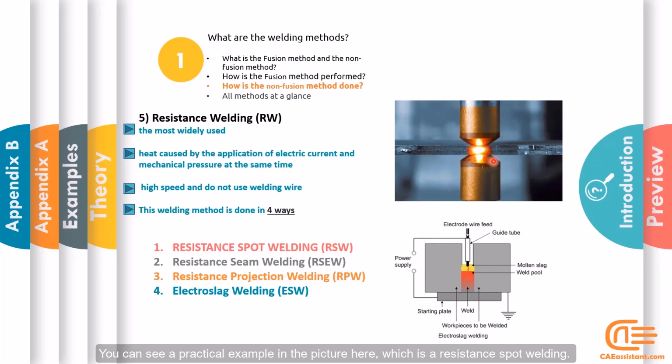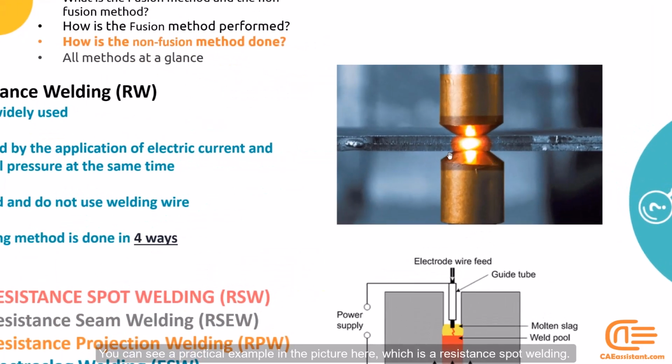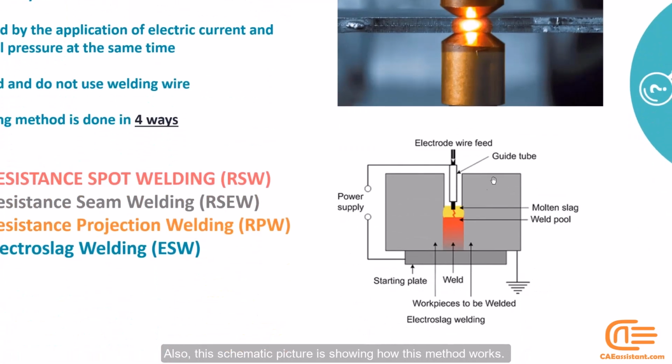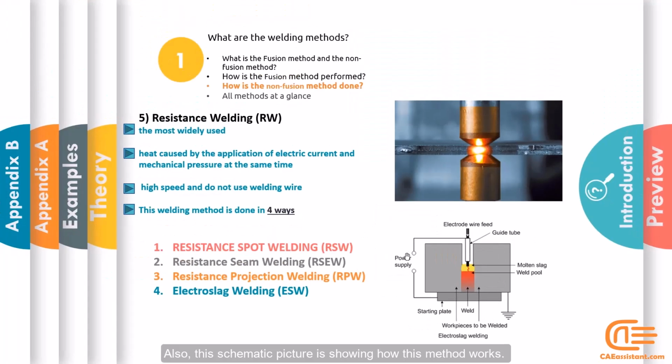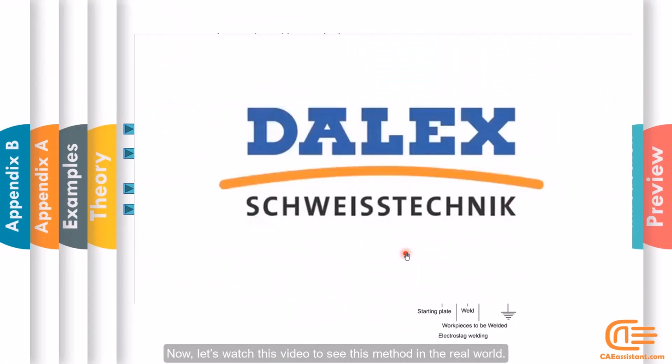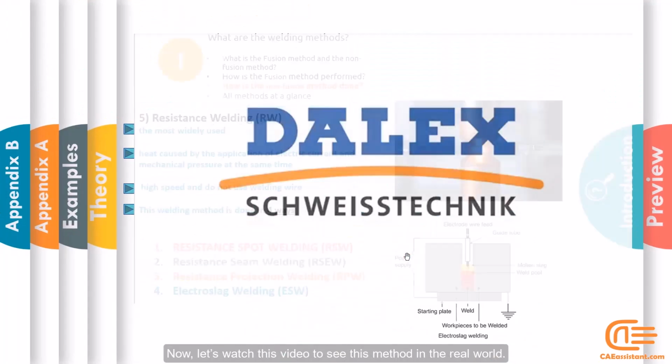You can see a practical example in the picture here, which is a resistance spot welding. Also, this schematic picture is showing how the method works. Now let's watch this video to see this method in the real world.